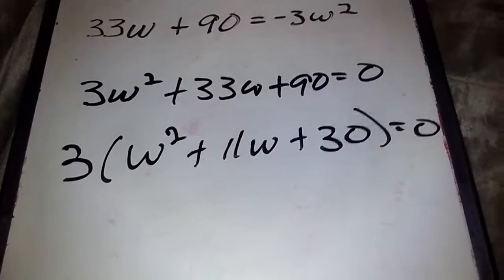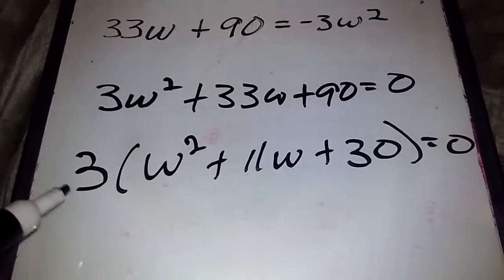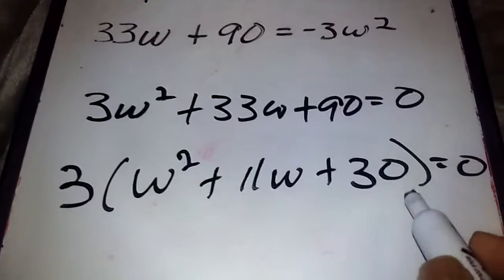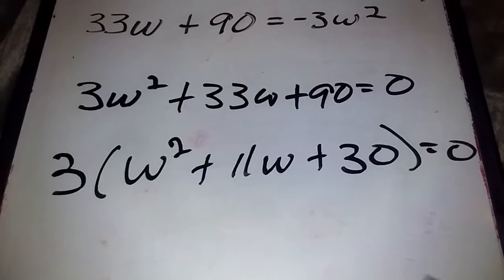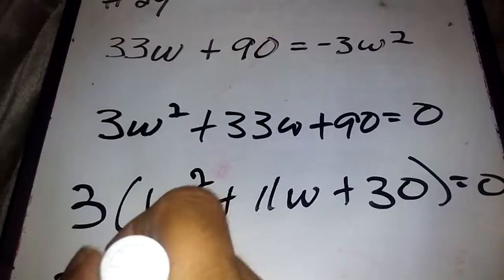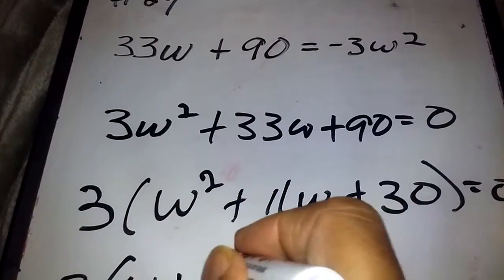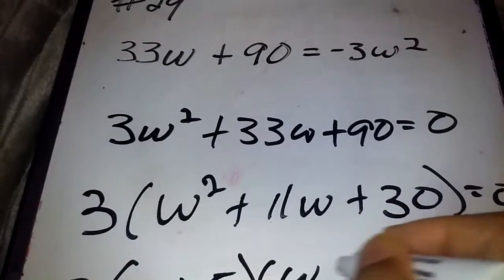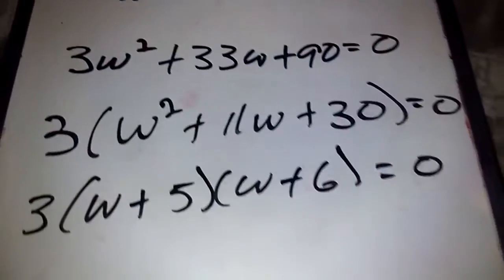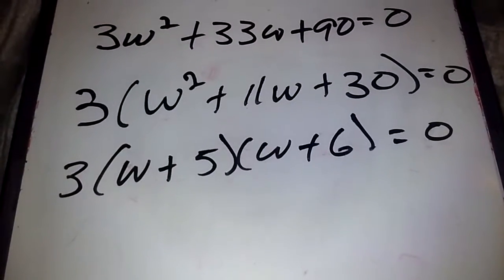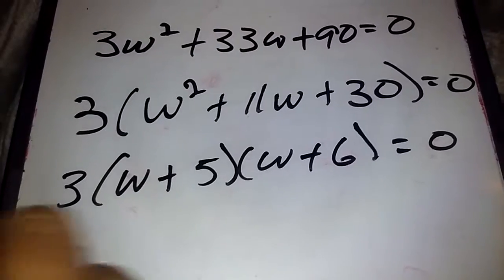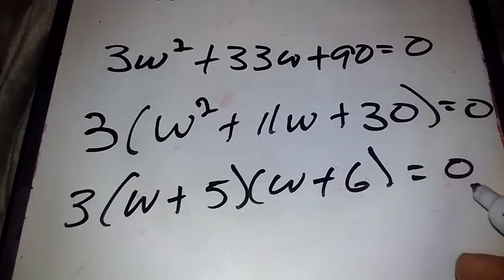So here's how it factors with the common factor on the outside using the distributive property. And inside we see we have a good old trinomial, which we know can be factored. That can be factored into w plus 5 times w plus 6 equal to 0. So here we now see that it's factored and it's equal to 0.